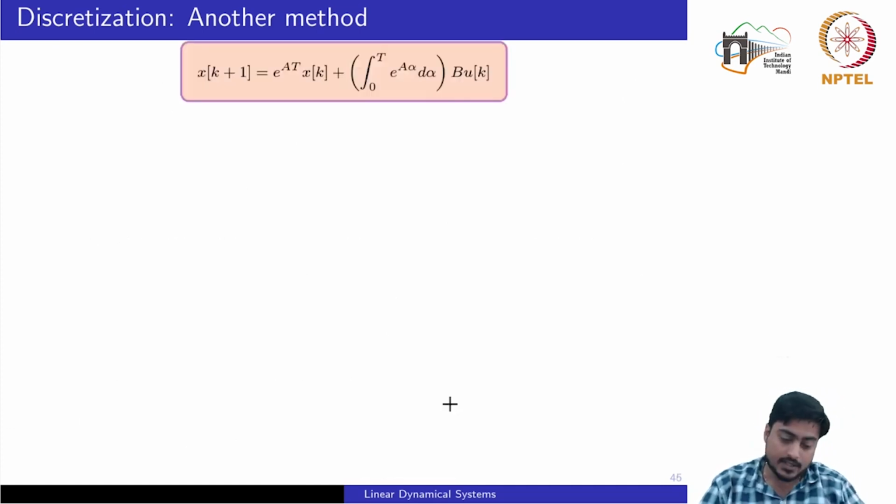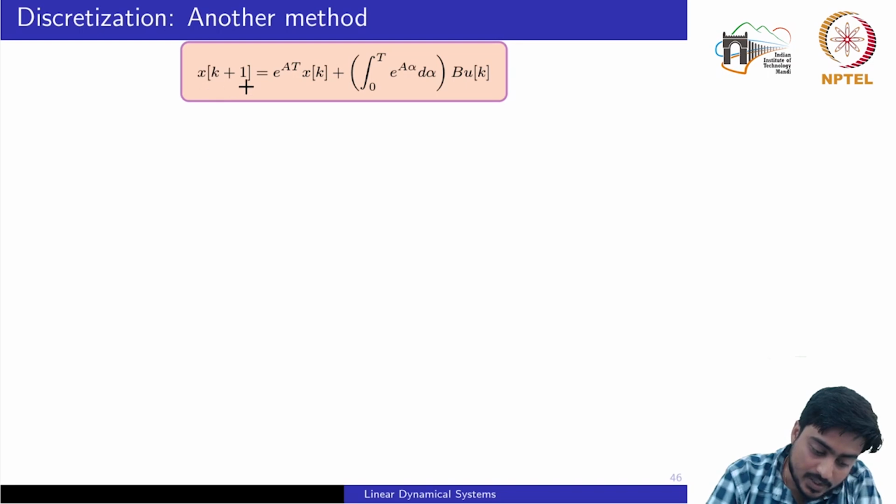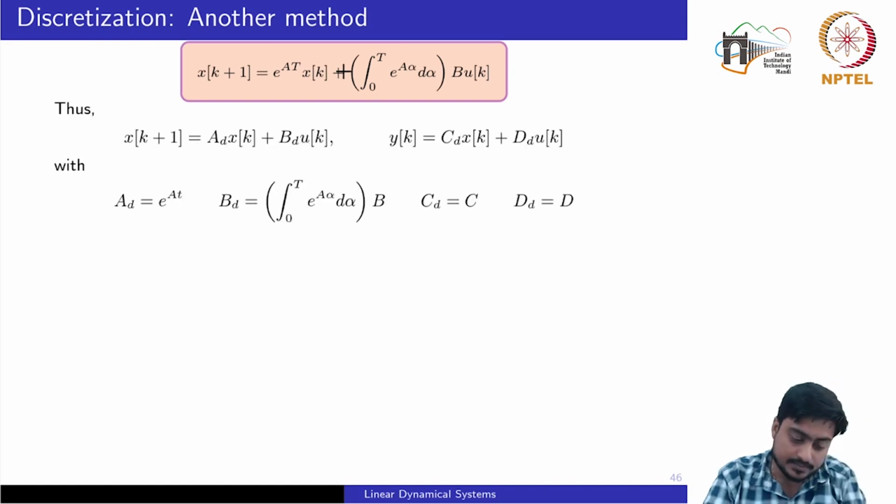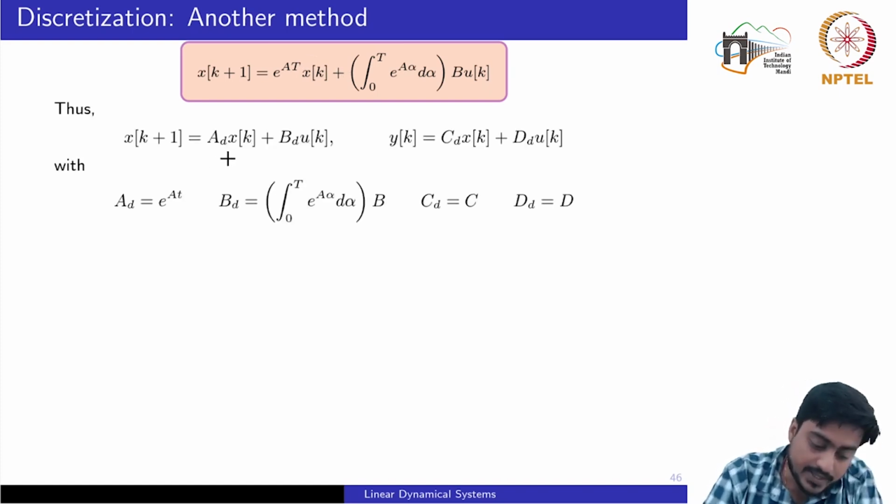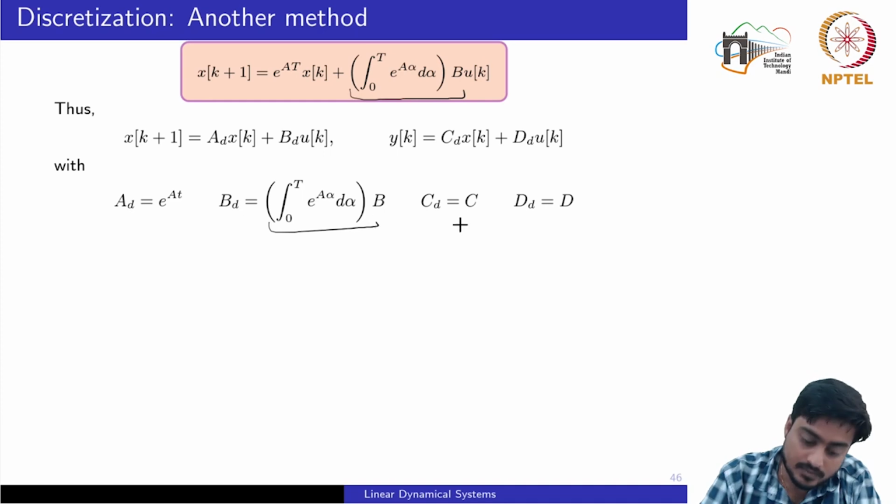Let's see in the next slide. We have x of k plus 1 equal to e to the power AT x k plus this term, which I can write as the discrete time state equation with AD, BD, CD and DD, where AD is equal to e to the power AT and BD is this whole expression. The C and D matrices do not change.